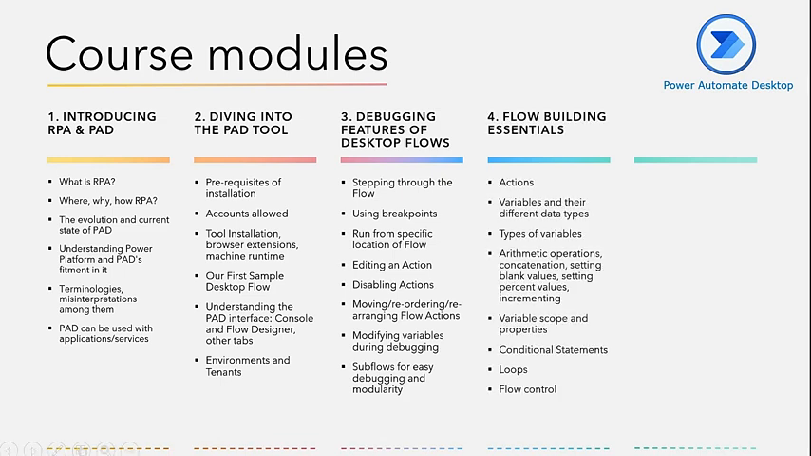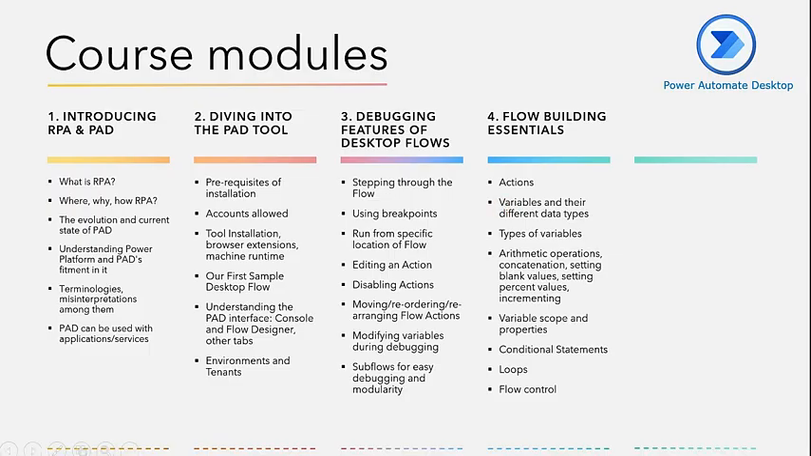Then we move on to the fourth module, which is flow building essentials. Essentials, as the word says, it's essential for you to build a flow. For example, actions that we have been talking about in the earlier modules, disabling, editing action, moving actions. These are nothing but the activities in UiPath, the commands in Automation Anywhere and so forth. So actions are in PAD. Without actions, we cannot build a bot or a flow.